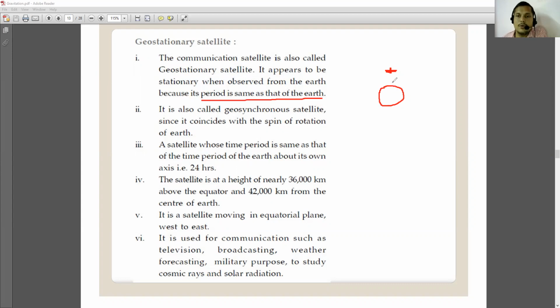Means we have synchronized the revolution period of that satellite around the Earth in such a way that it takes 24 hours for complete revolution. Means from any position, if we see the satellite, then we feel that it is just above our head. Anytime we can see that satellite. The reason is that we know the rotation period of Earth is 24 hours, and if we maintain the same condition for that geostationary satellite, then this happens. That's why it is also called a geosynchronous satellite since it coincides with the spin of rotation of the Earth.